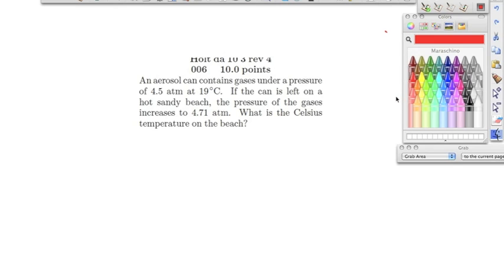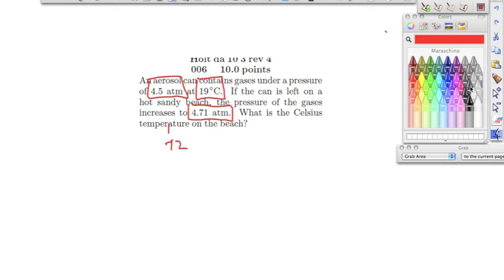Alright guys, moving on to number 6. It says an aerosol can contains gas under a pressure, and it gives us a pressure at a temperature of 19 degrees Celsius. If the can is left on a hot sandy beach, the pressure of the gas increases to 4.71 atmospheres. What is the Celsius temperature on the beach? So we're trying to find our T2.